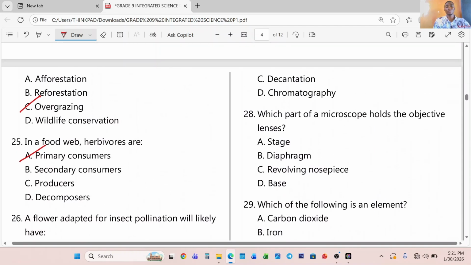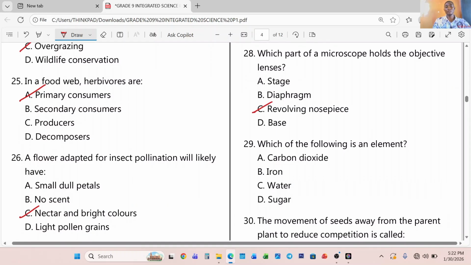Question number 28. Which part of a microscope holds the objective lenses? We have the stage, where we place the specimen. Diaphragm, which controls the amount of light passing through the condenser. The revolving nosepiece, this is the point where the objective lenses are attached. Then we have base, which basically supports the microscope. So the correct answer is C. This is where objective lenses are held.